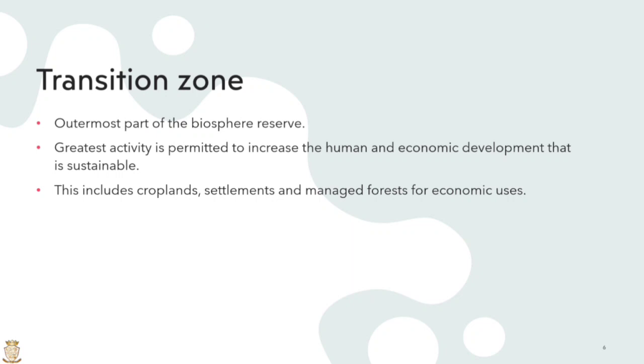The transition zone is the outermost part of the biosphere reserve. The greatest activities are permitted to increase human and economic development that is sustainable. This includes cropland, settlements, and managed forest for economic uses.